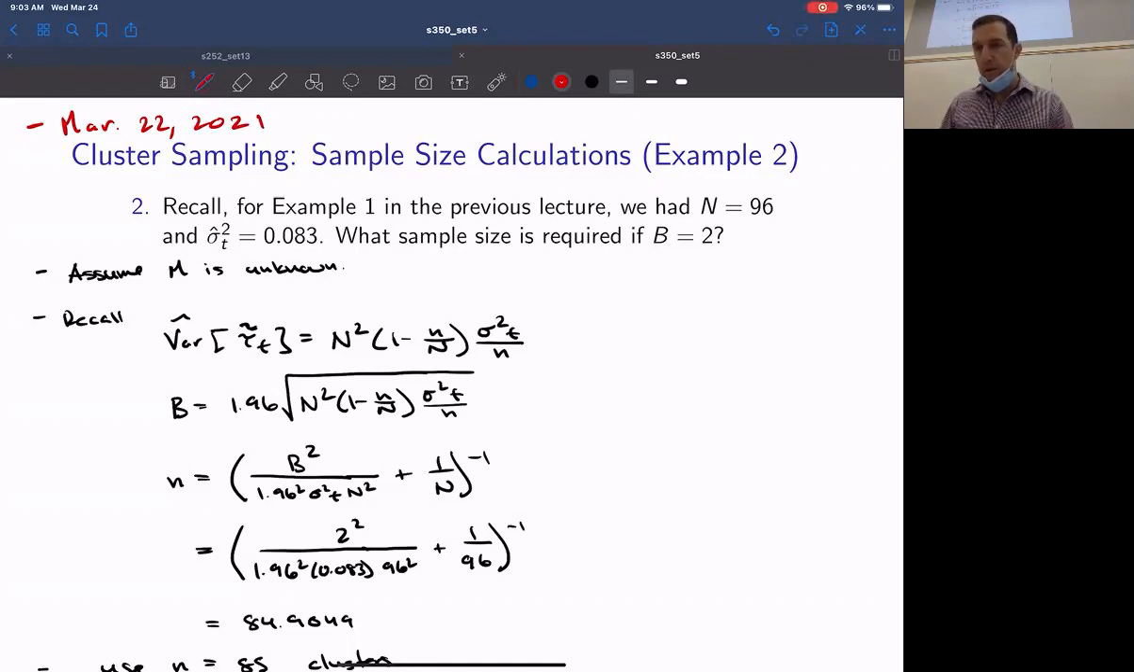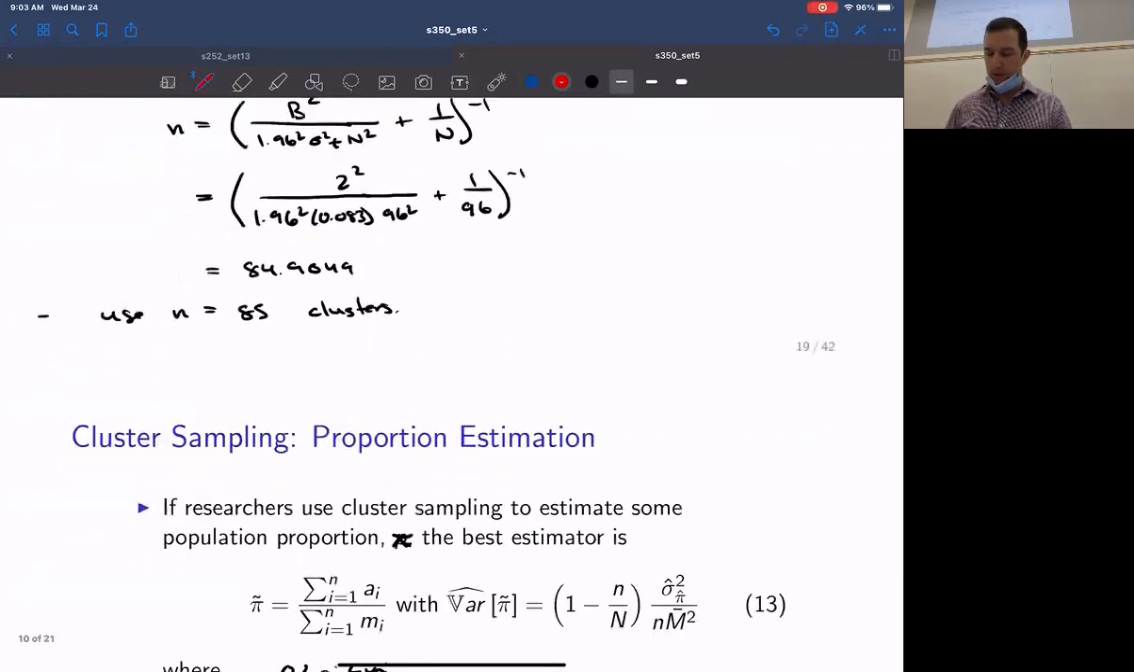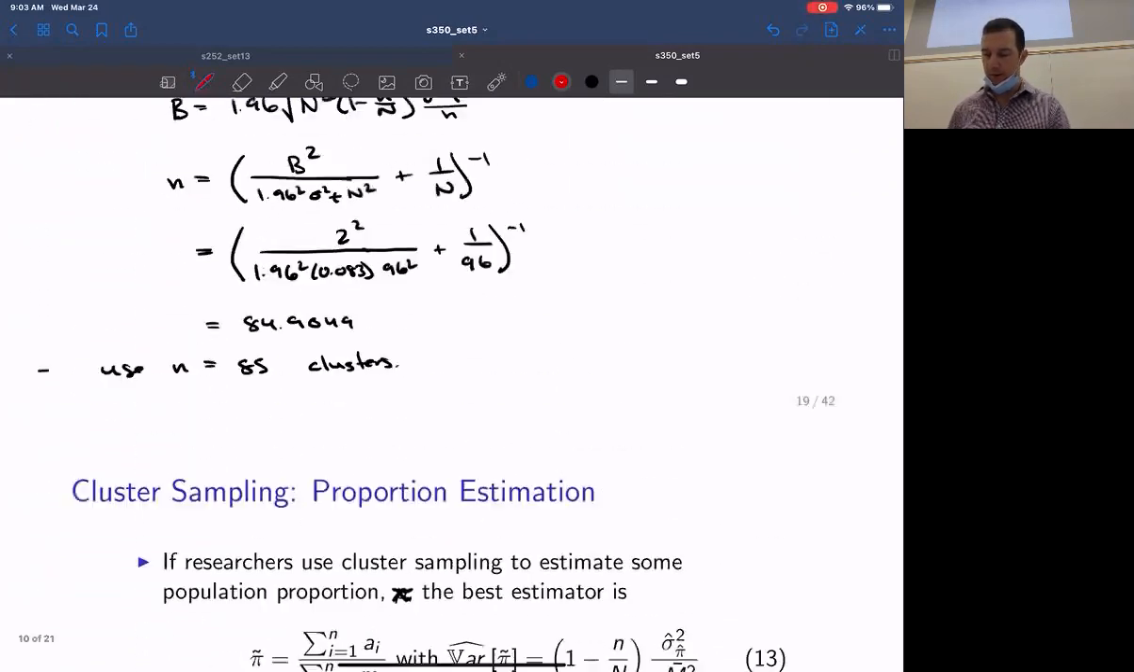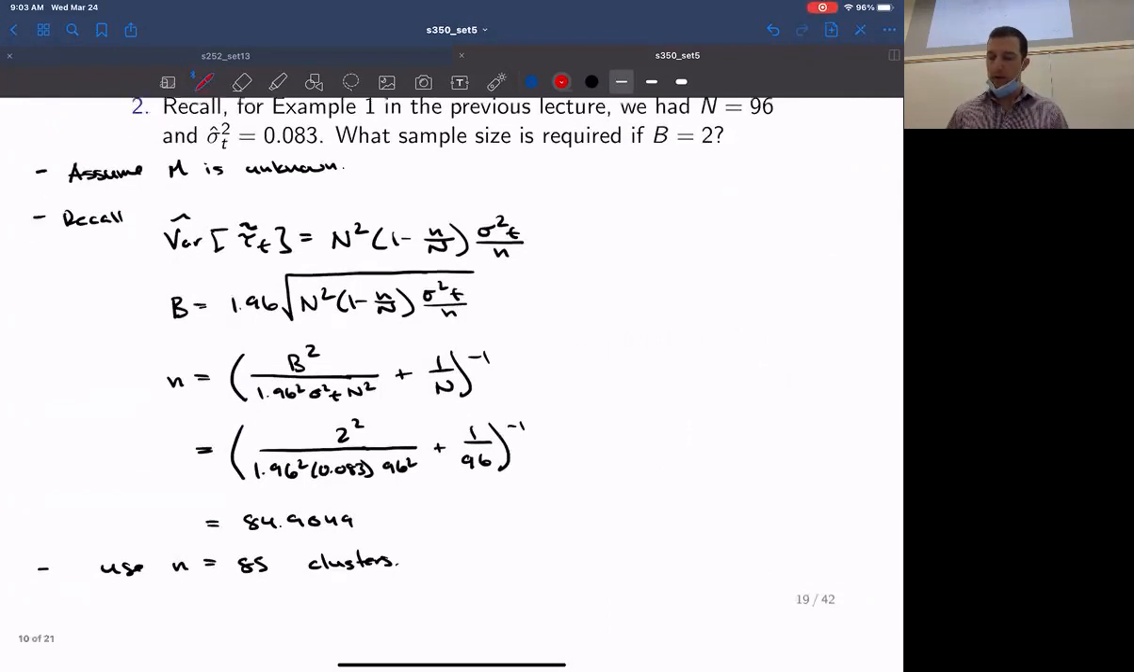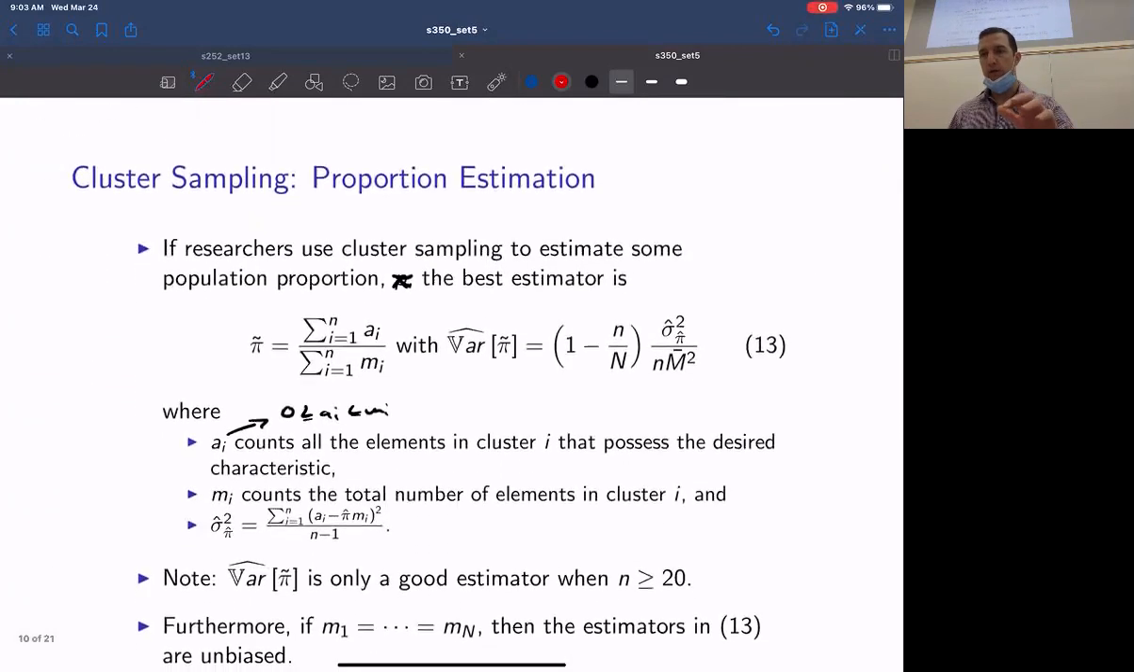We also talked about sample size calculation within the cluster sample. We started off with an illustration of this last class. We looked at sample size calculation from two different scenarios, in this case making use of the information that was given to us. Mainly whether we have an estimate for M or we do not, where again, M is the number of elements that are within the population and within the clusters that we are studying.